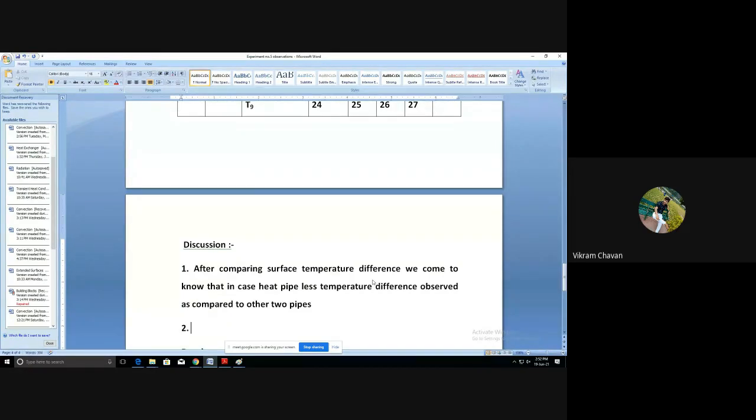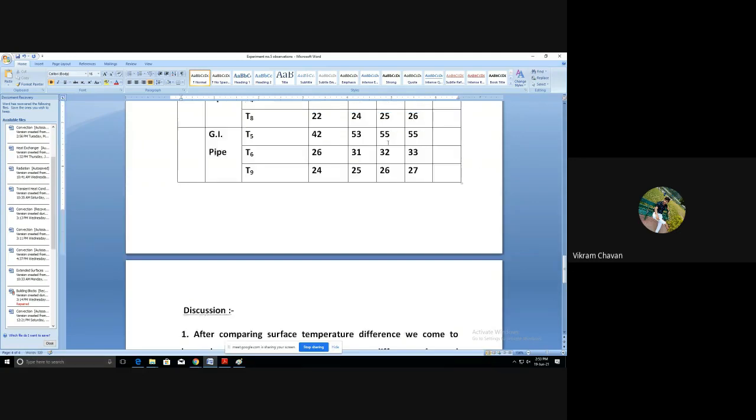Second, in case of the heat pipe, the temperature of water is more as compared to the other two pipes. Okay, so let us see the water temperatures.